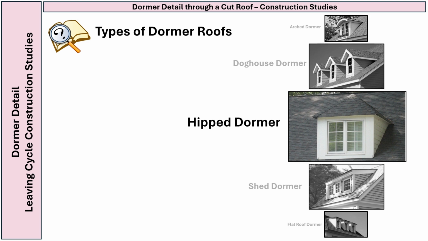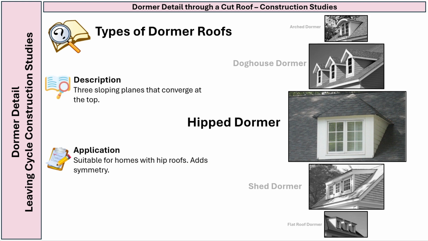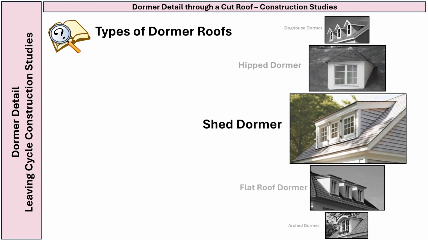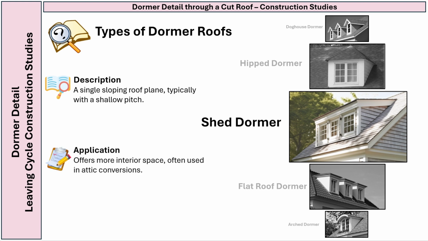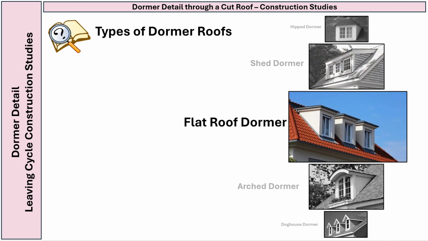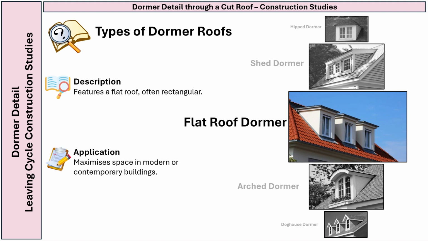A hipped dormer consists of 3 sloping panes that converge at the top, which is most suitable for homes with a hipped roof to add symmetry. Shed dormers are single sloping panes, typically with a shallow pitch to offer more interior space, typically used in attic conversions. And lastly, the flat roof dormer features a flat roof, often rectangular, which maximises space in modern or contemporary buildings.